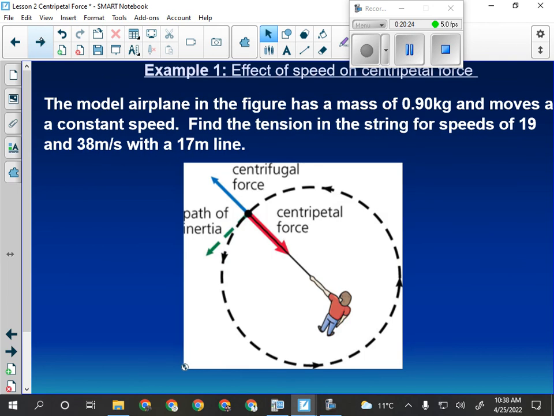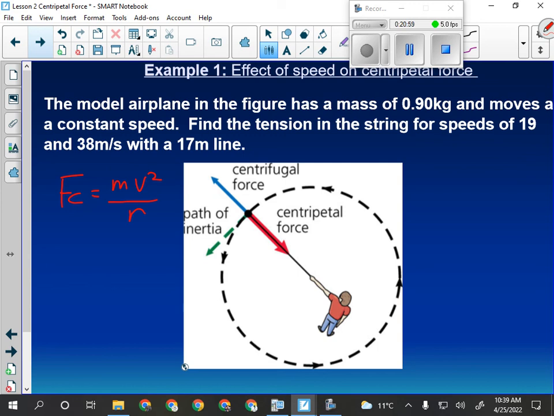Right. Okay, so let's look at the effect of, first off, speed on centripetal force. The formula says that centripetal force equals m times v squared over r. Just looking at that formula, what kind of relationship do speed and centripetal force have? Exponential. V is squared. Okay? So that means if I double the speed of an object moving in a circle, it will require 4 times as much centripetal force.